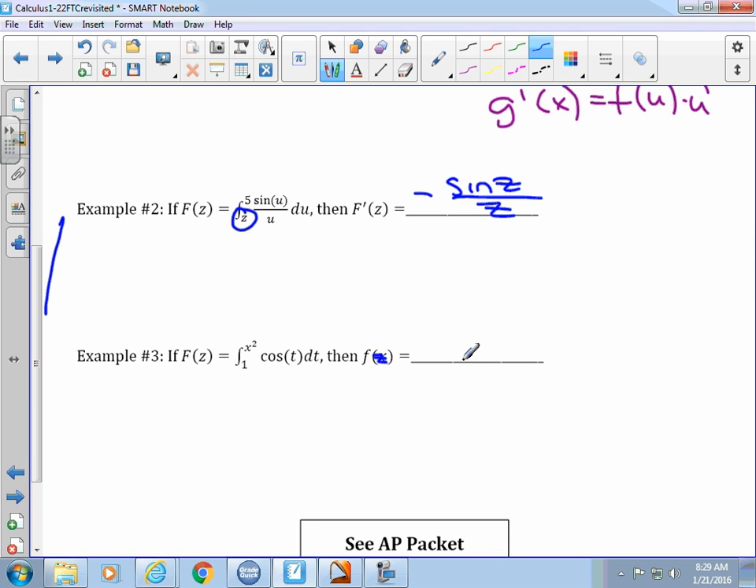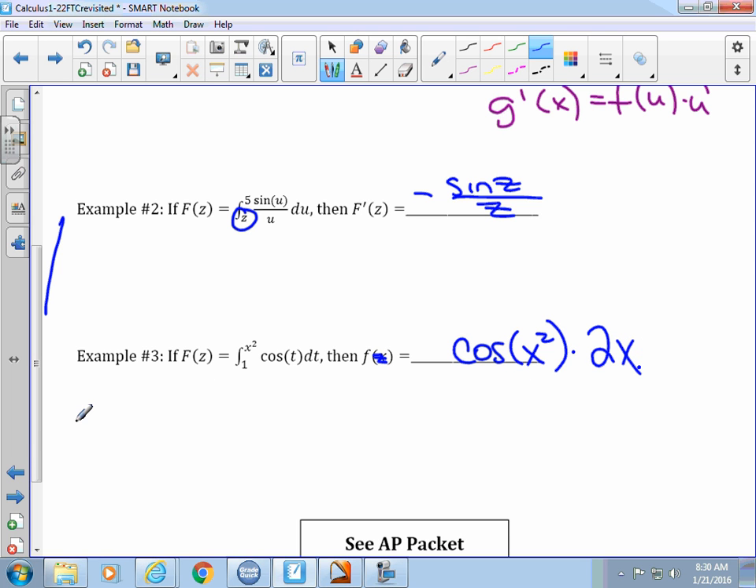Do I need to take a derivative or an antiderivative? It is the derivative, but I have a derivative of an integral. What's that mean? The derivative and integral do what? They cancel. So what is this answer? y times 2x. The chain rule.